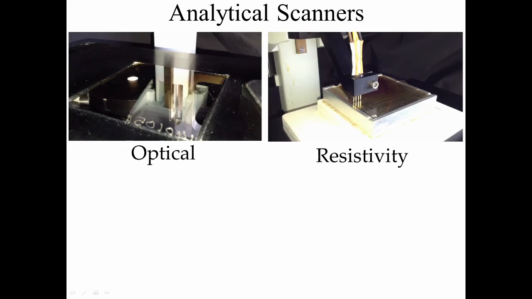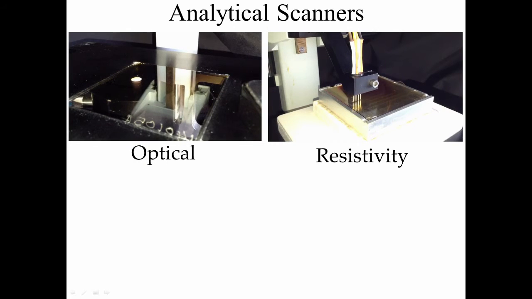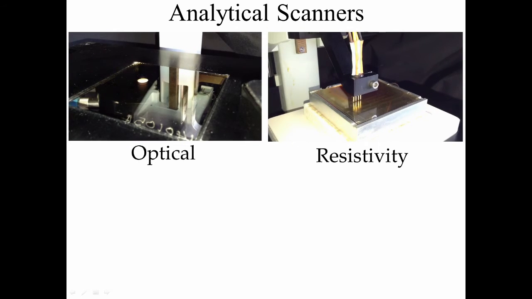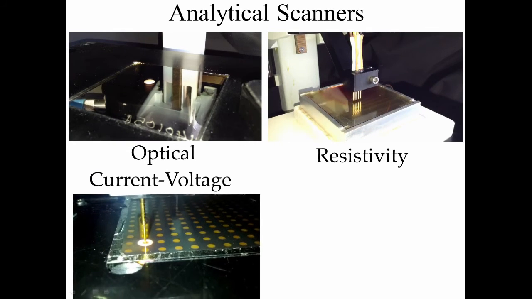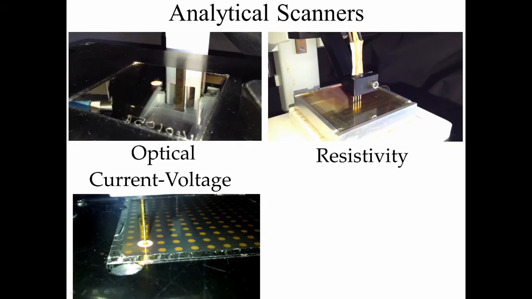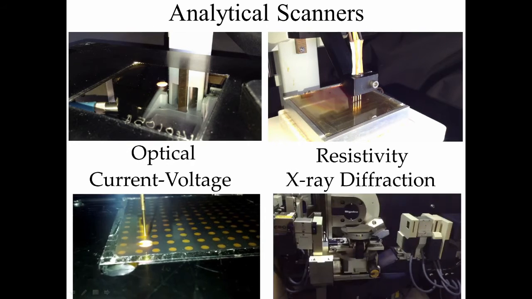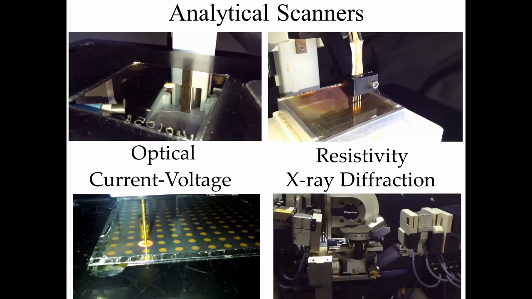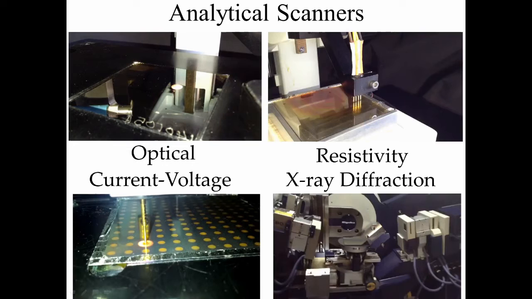Here you can see a fraction of the many scanners that we have available to us. The optical scanner, the electrical resistivity scanner, the IV scanner, which measures the overall solar cell performance of complete devices, and finally the X-ray diffractometer that provides insight into the atomic crystal structure of the various layers.